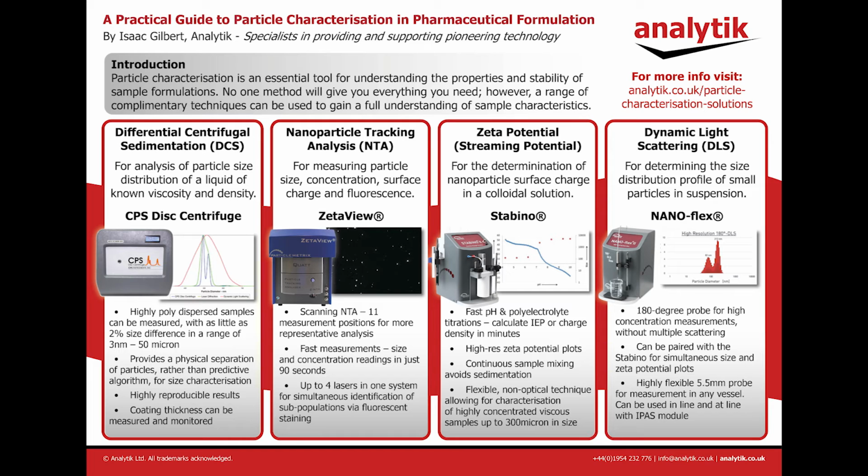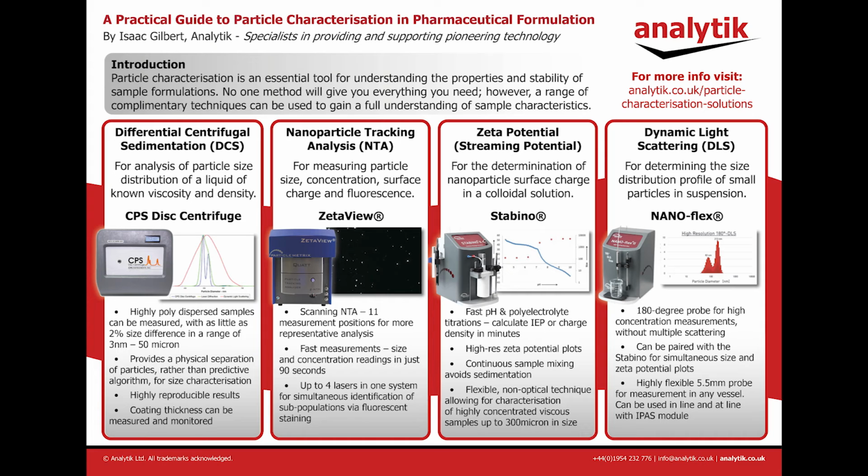Streaming potential is used for determining the surface charge of nanoparticles in a colloidal solution. From this, zeta potential can be calculated. However, zeta potential alone is often insufficient to assess the true stability of a colloid or dispersion. Plus or minus 30 millivolts is often quoted as a threshold for stability, but this is only relevant to the sample as it stands in that exact chemical environment. It is entirely possible for two samples to have a minus 30 millivolt zeta potential but have very different stabilities. The Stabino allows us to determine true stability, as it tracks changes in zeta potential against volume of titrant added, allowing calculations such as isoelectric points when performing a pH titration.